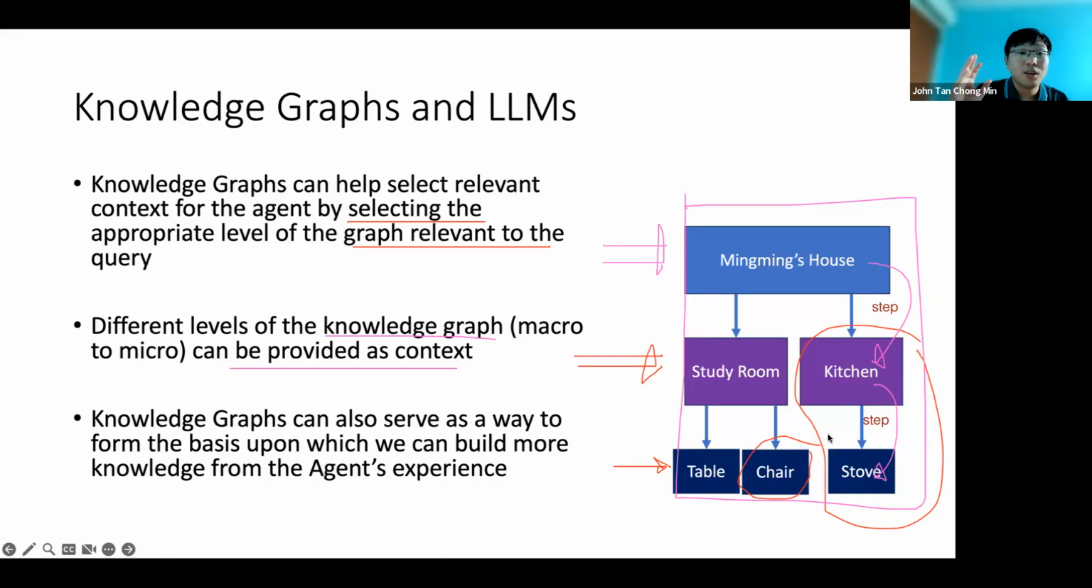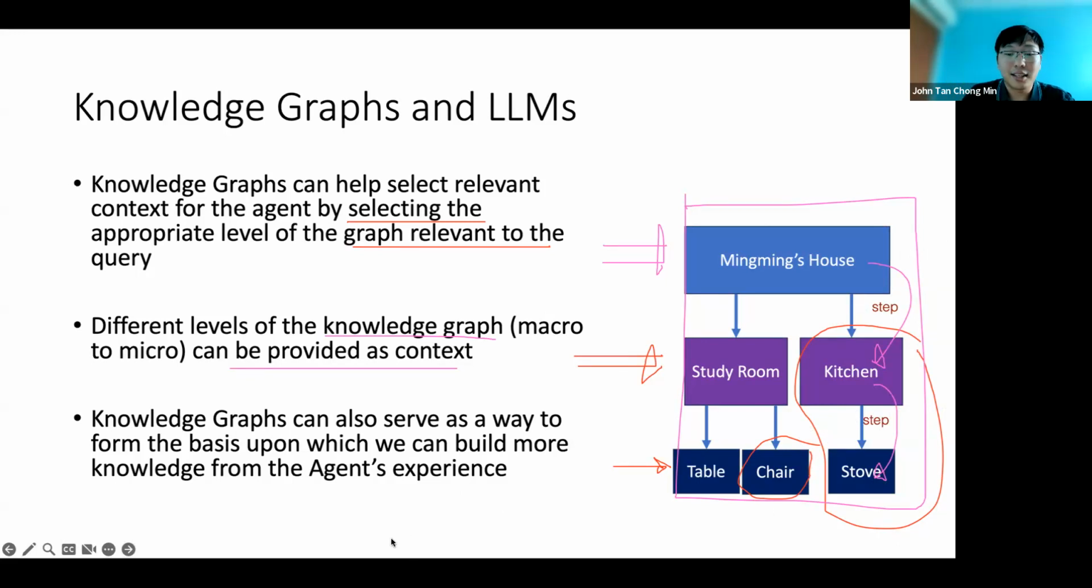You can just say, which house should I go to? That's level 1. And which room should I go in the house? That's level 2. Which object should I sit on in that room? That's level 3. So in fact, we may not want to plan all 3 levels at one time. We might want to plan at the house level first.